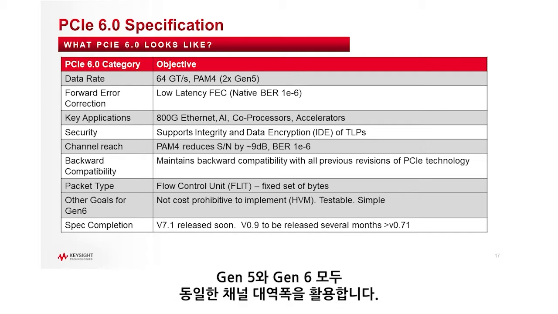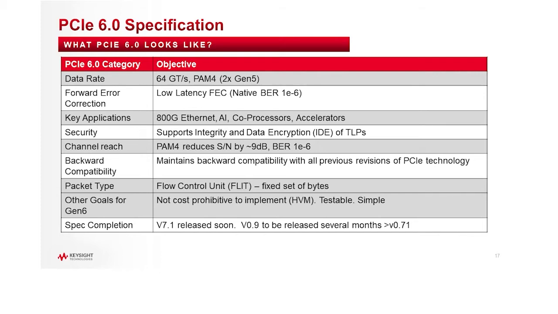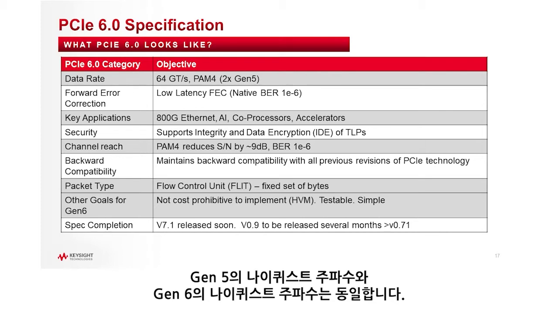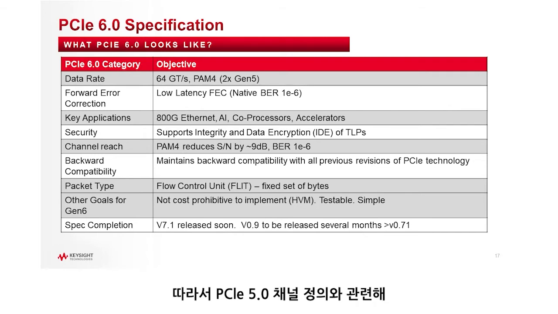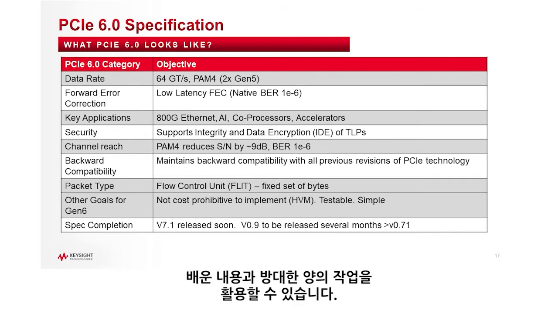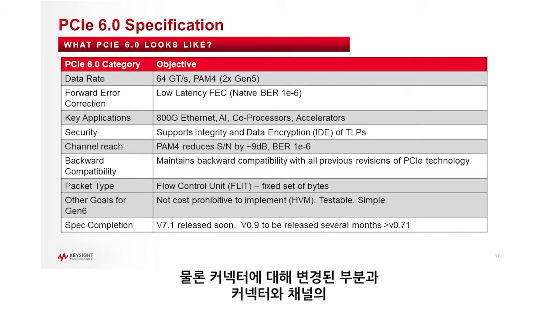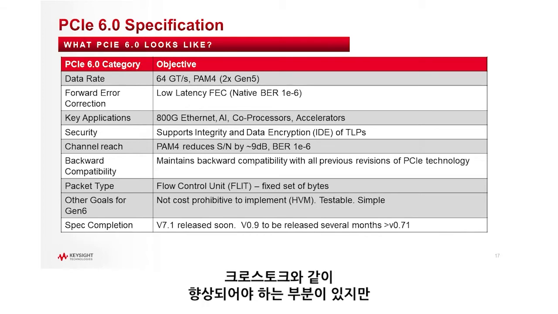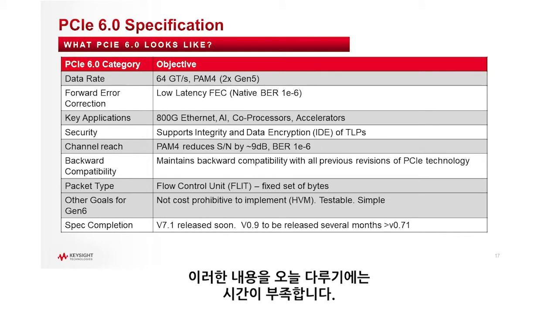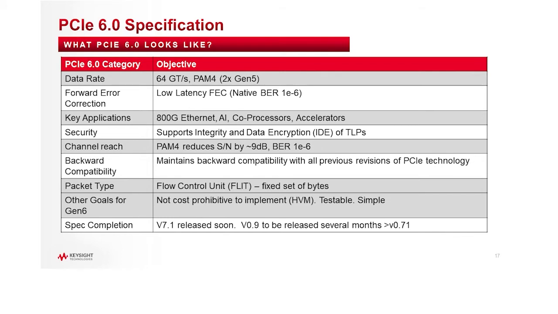And one thing to keep in mind is that both Gen 5 and Gen 6 utilize the same channel bandwidth. So the Nyquist frequency of Gen 5 and the Nyquist frequency of Gen 6 are the same. So this allows us to leverage all of the learning and the substantial work that has gone into the PCI Express 5.0 channel definition. Now, of course, there are some changes in the connector and some things that have to improve, like crosstalk, for example, in the connector and in the channel. But this will go into some greater details than we have time to deal with here.